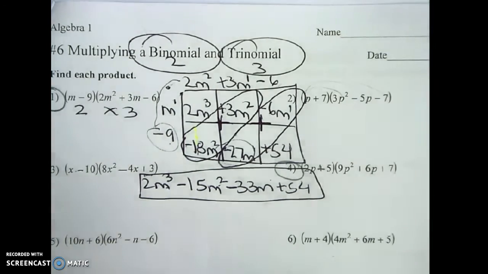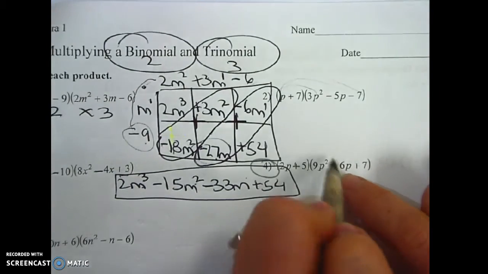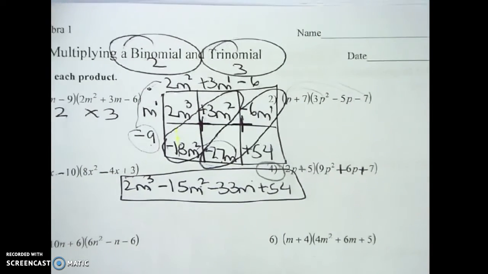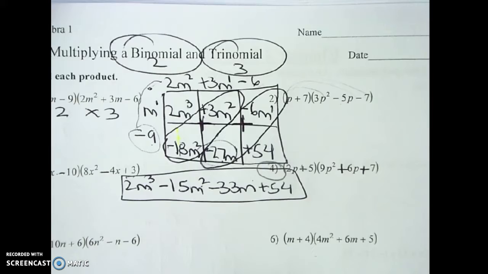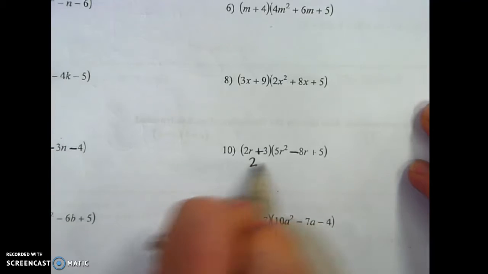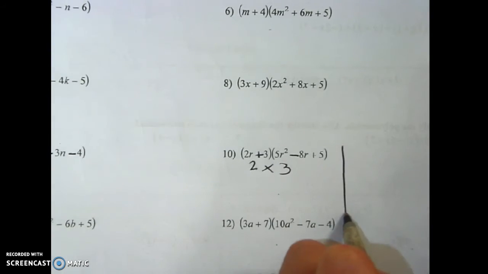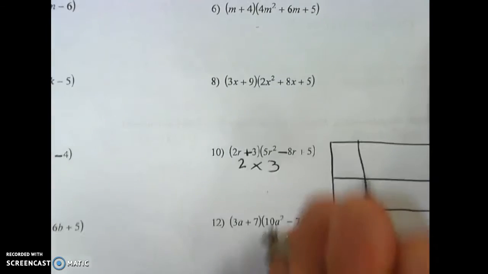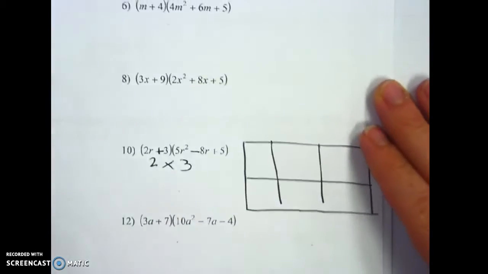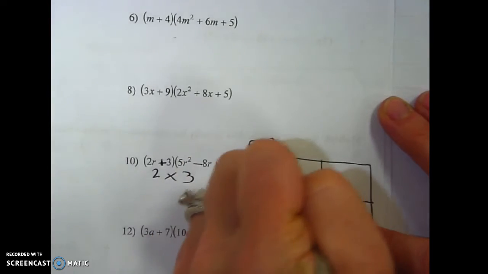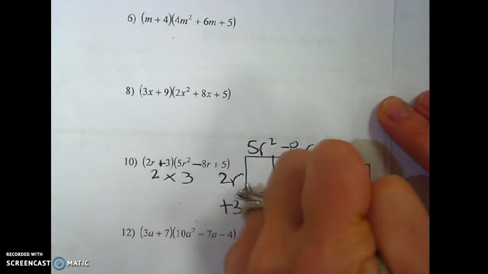So let's try another one. And by the way, you see how that kind of looks like it's fading? That's going to be a plus. So if you see that it's fading a little bit, it's probably a plus. Let's try number 10. So in number 10, that's a plus. So it's a 2 by 3, down 2, over 1, 2, 3. I definitely like to make these boxes bigger, so I feel like I have more space. Let me move this over so you can see it. 2r plus 3, 5r squared minus 8r plus 5.